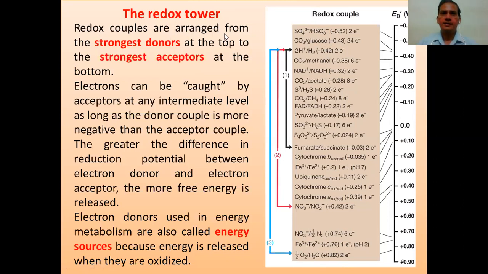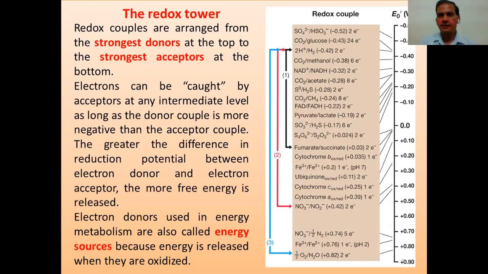So redox couples are arranged from the strongest donor at the top to the strongest acceptor at the bottom. So in case of an ideal couple, we need to have a strong donor and a strong acceptor. Electrons can be caught by an acceptor at the intermediate level as long as the donor couple is more negative than the acceptor. So if the reduction potential of the donor is more negative as compared to the reduction potential of the acceptor, then there could be donation of electrons from the more negative to the less negative.